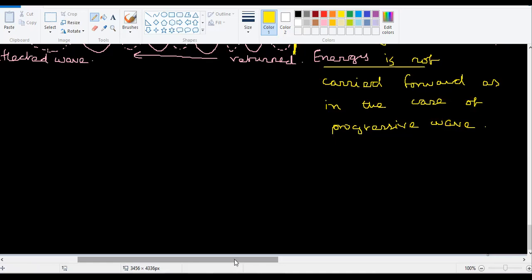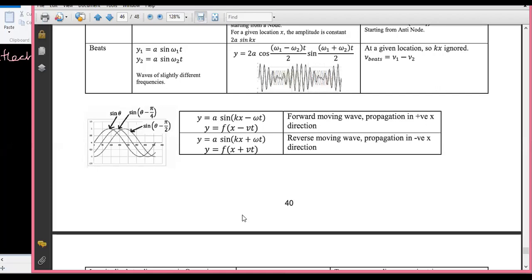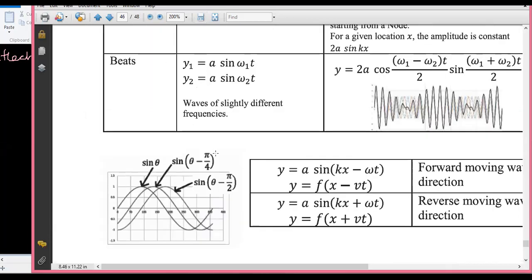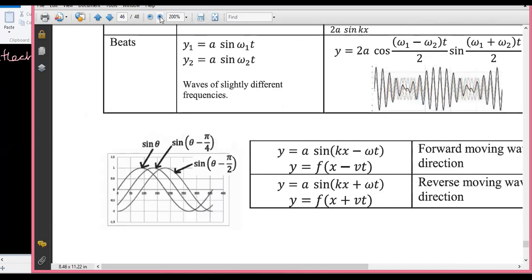I need to talk about one more concept here. When you put minus omega t, it represents the wave moving forward. When you put plus omega t, it represents the wave which is moving backwards. This is a bit confusing unless you see this mathematics here. So look at this.